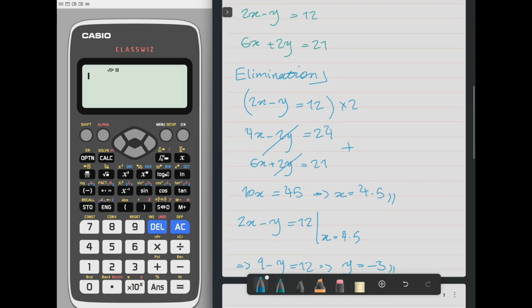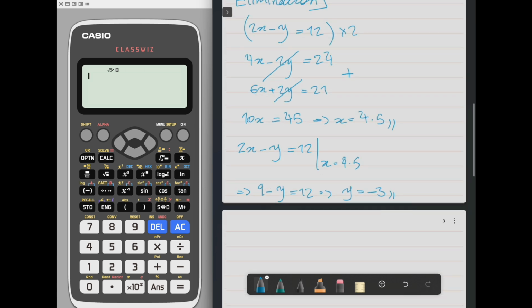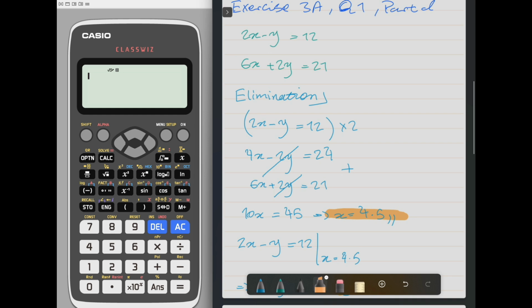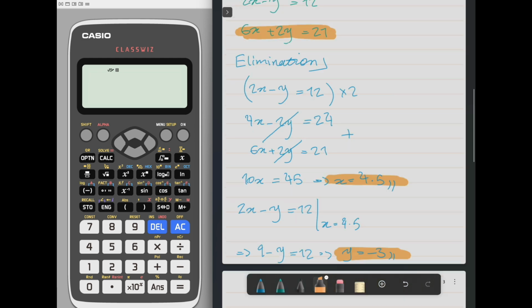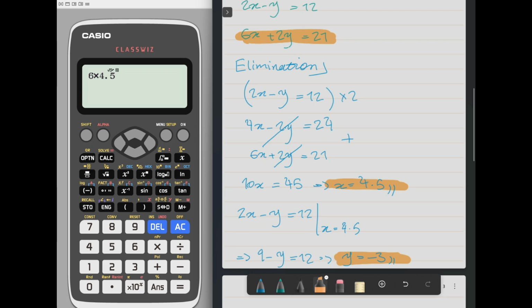Guys, if you want to see if your answer is correct or not, just put these 2 values that you figured out into the second equation, which is the equation that you haven't used for figuring out your answer. So if I put x as 4.5 here, let me just use the calculator. 6 times 4.5 plus 2 times minus 3 will be 21. So my answers are correct.